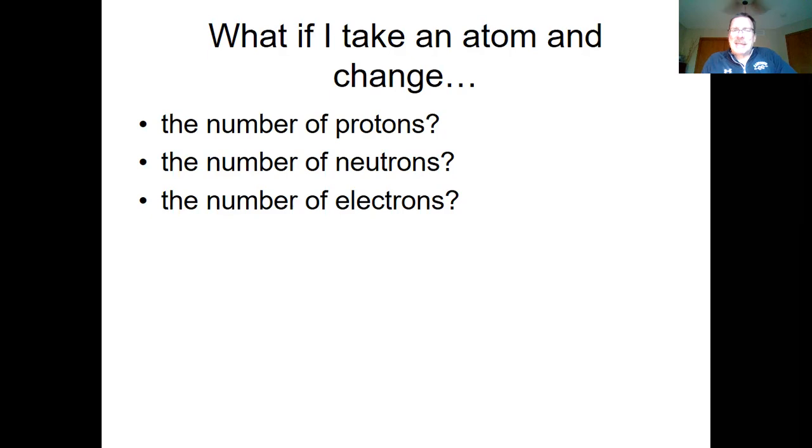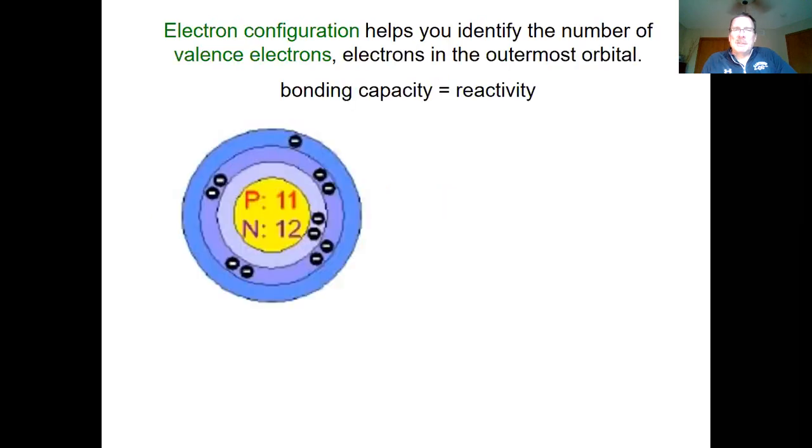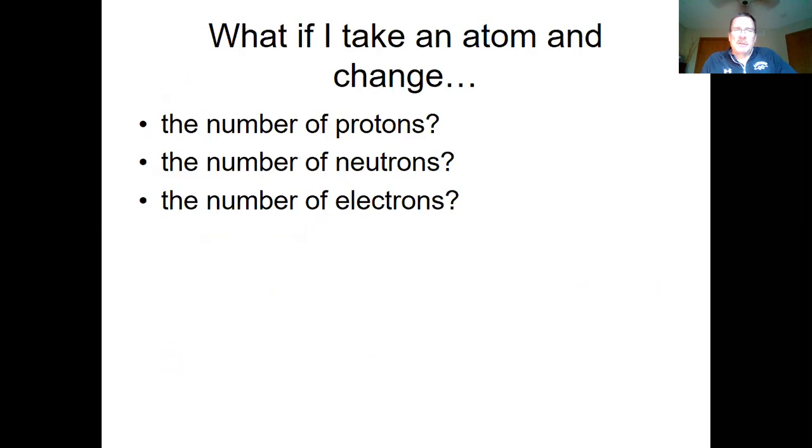So remember, if I take an atom and change the number of protons, then I have nuclear decay, because remember, an atom doesn't change its protons. If I change the number of neutrons, then I'm dealing with different isotopes of the same element. And if I change the number of electrons, I make it an ion. Okay, isotopes, ions, very important.